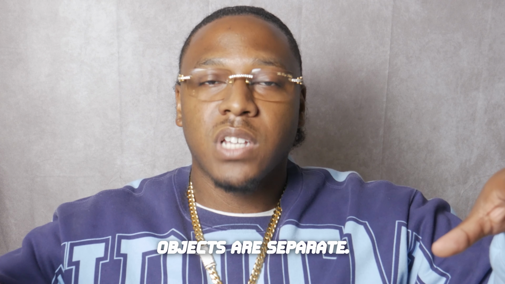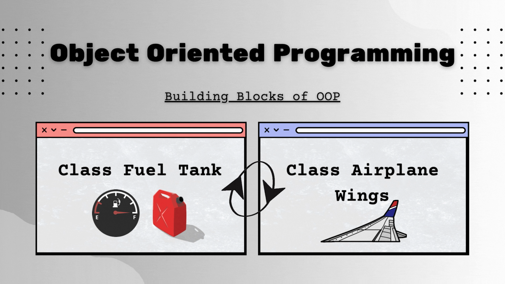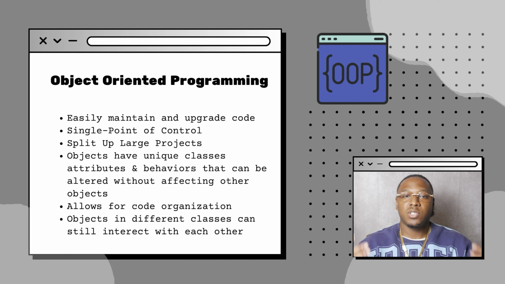Even though these objects are separate, we know that they need to interact with each other. So object-oriented programming still allows us to let these objects interact. However, if we need to change the state or the behavior of one of those individually, we can do that.